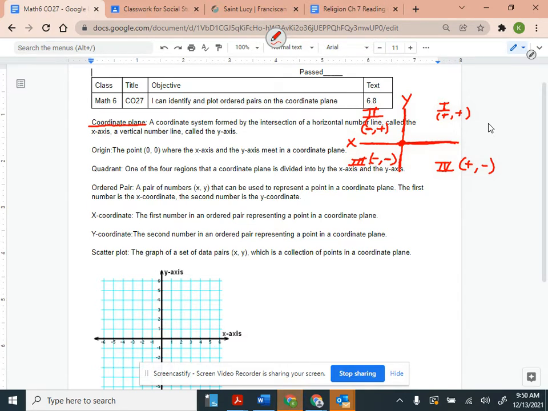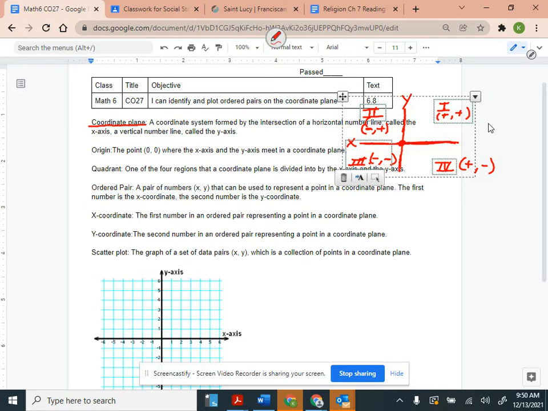You will see this on the math test that comes up in January. They do talk about quadrants. They talk about the positives and the negatives and where you would find those. So it's important to keep that in mind. We have quadrant 1, 2, 3, and 4.